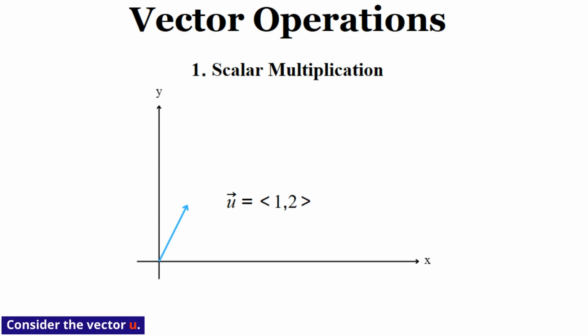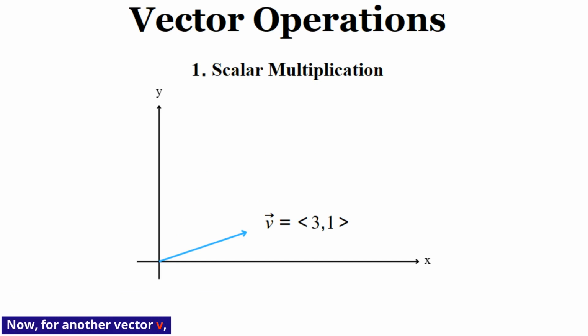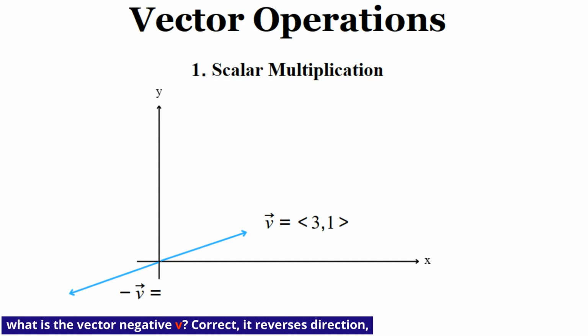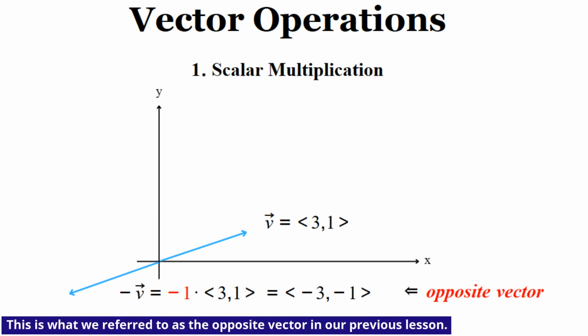Consider the vector u. What is the vector 2u? Yes, you simply multiply each component by 2, doubling the length of the original vector. Now, for another vector v. What is the vector negative v? Correct, it reverses direction, as each component is multiplied by -1. This is what we referred to as the opposite vector in our previous lesson.